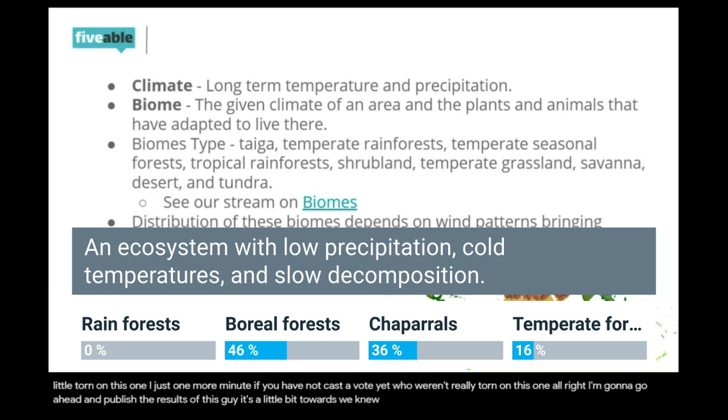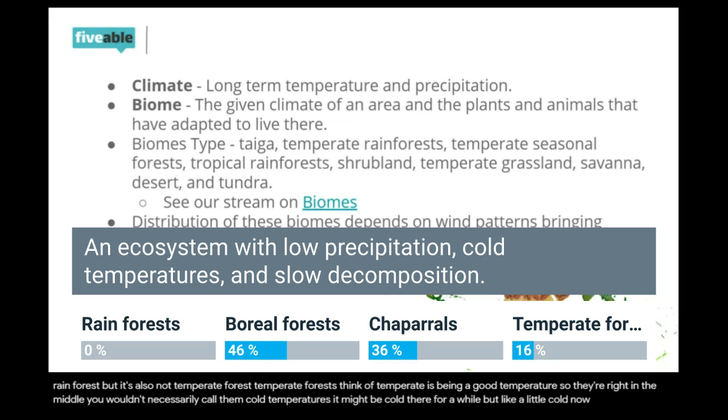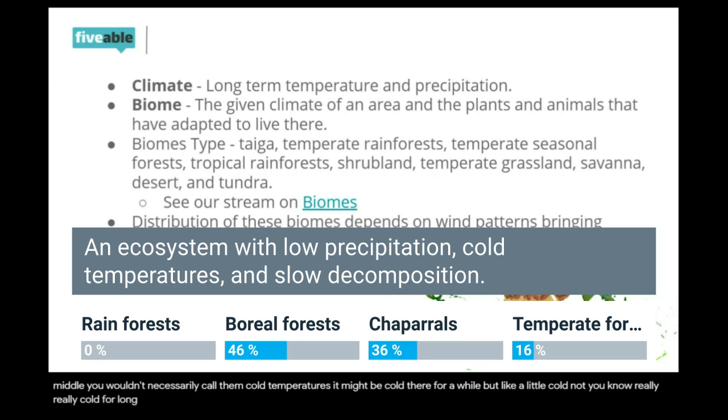So we knew it's definitely not the rainforest, and that's correct. It is not the rainforest, but it's also not temperate forest. Temperate forests, think of temperate as being a good temperature. So they're right in the middle. You wouldn't necessarily call them cold temperatures. It might be cold there for a while, but a little cold, not really, really cold for a long time. So temperate is going to be kind of right in the middle.